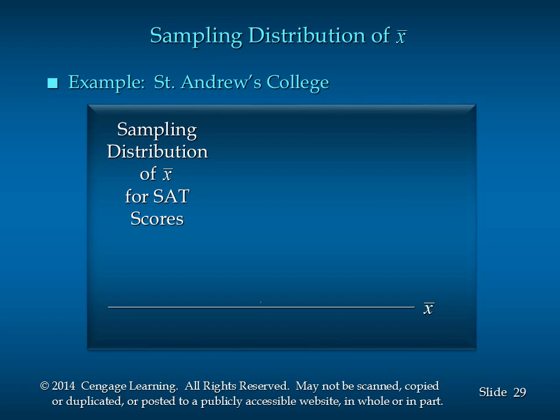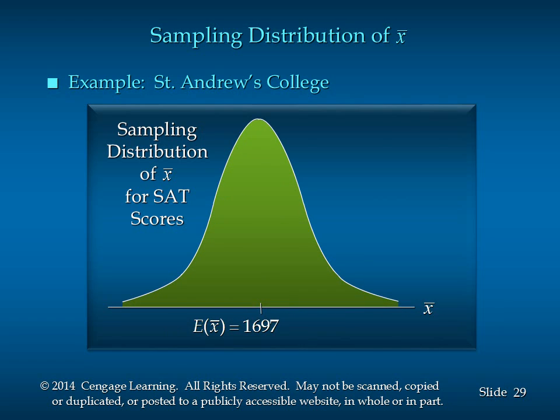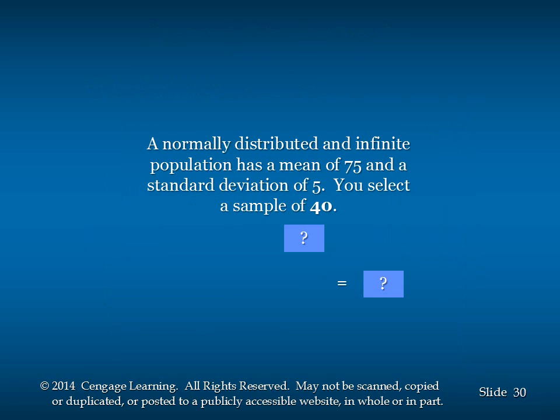So here are these SAT scores again. And you can see here, this is the normal distribution. As we've talked, here was the 1697. The expected value of x was actually x bar, which is mu now. Here's a standard deviation. And so what I want you to do is, for a normally distributed infinite population that has a mean of 75 and a standard deviation of 5, you pull out a sample of 40. What are the answers to those questions?